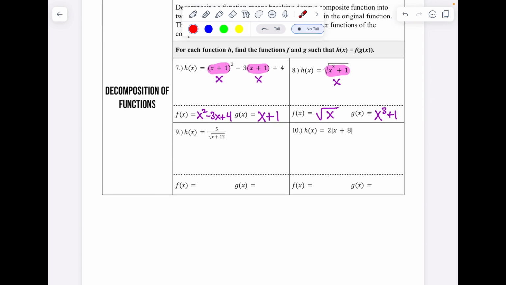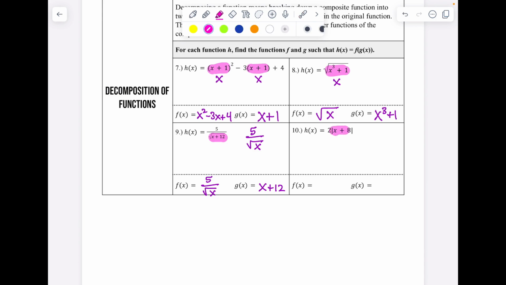All right, number 9. Again, I'm going to view this expression under the square root as my g of x, the thing that was inserted. And so if I think about replacing that with x, I would just have 5 divided by the square root of x. So f of g of x, I would take x plus 12, put it in place of the x here, and I would wind up with 5 divided by the square root of x plus 12.